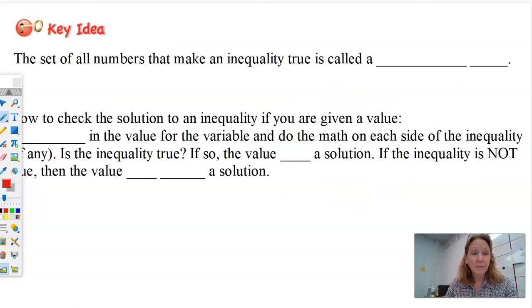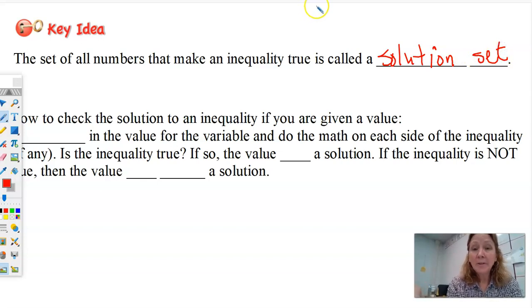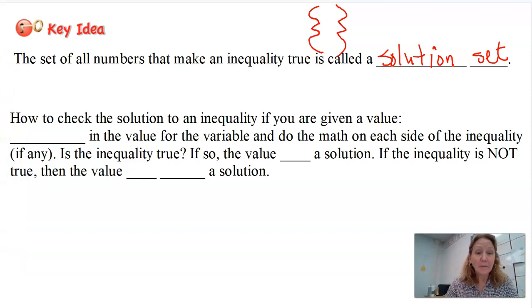Okay, so let's look at our notes. The set of all numbers that make an inequality true is called a solution set. Now that's a very fancy math name, and later on, like in 9th grade, you'll start putting these little fancy brackets, and you will actually make a list of numbers that are in the solution set. But all we're doing in 6th grade is graphing those solutions on a number line.